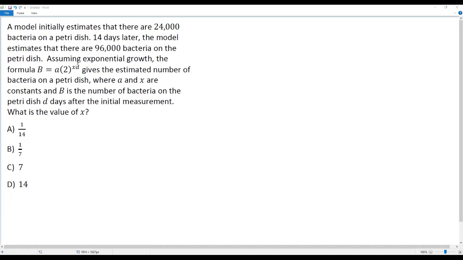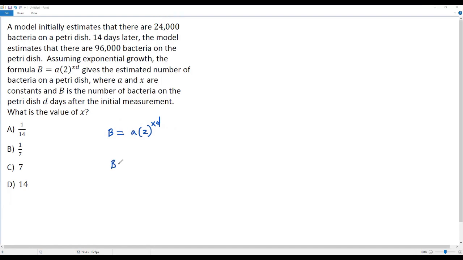Okay, here we have the exponential growth function, that is capital B equals A times 2 raised to the power of x times d. Whenever we have an exponential function, the constant we have here represents the initial value of this quantity. That is, initially how many bacteria we have. So that is given by this constant lowercase a over here. According to the information, initially we have 24,000 bacteria on a petri dish. So this is the value of this constant A.